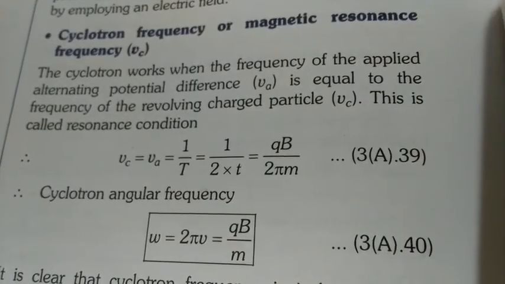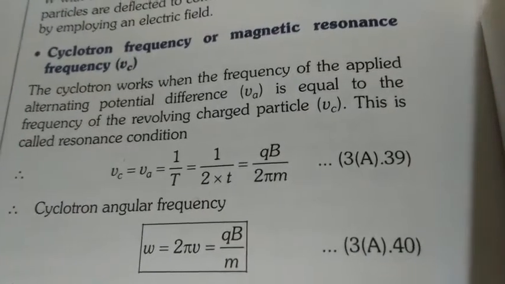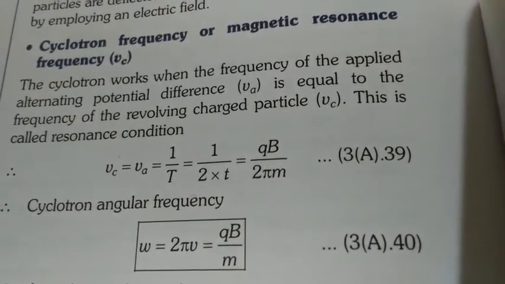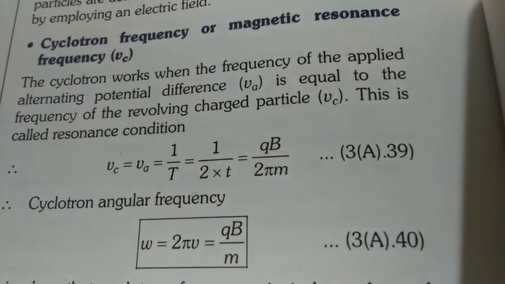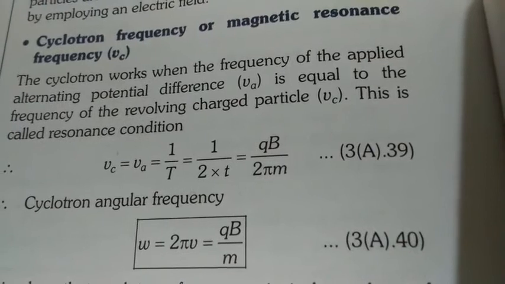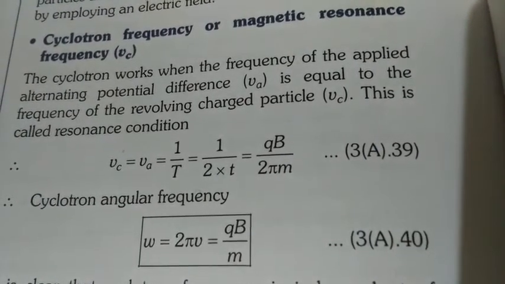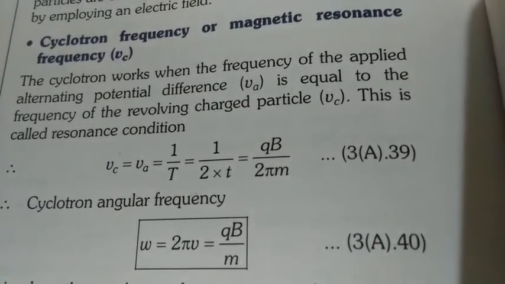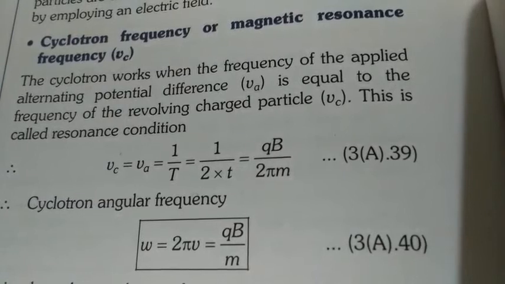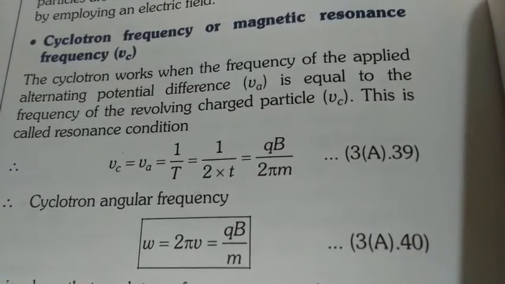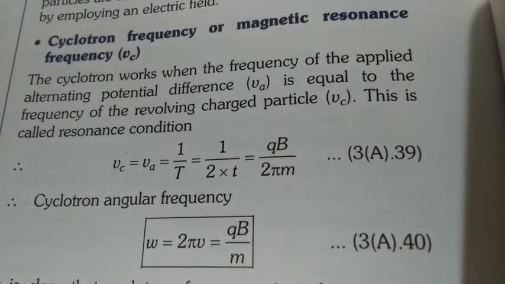Now let's discuss cyclotron frequency, or magnetic resonance frequency. Why is cyclotron frequency called magnetic resonance? Because here resonance is there: the particle is moving in both the D's one by one periodically, D1 to D2, then D2 to D1, like that. So resonance is there, and the magnetic field is also there. Because of the magnetic field, it is moving in a circular path only. So that's why cyclotron frequency can also be called magnetic resonance frequency. It is given by νc.